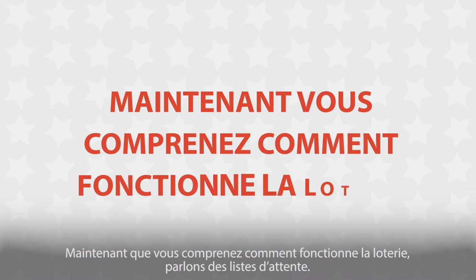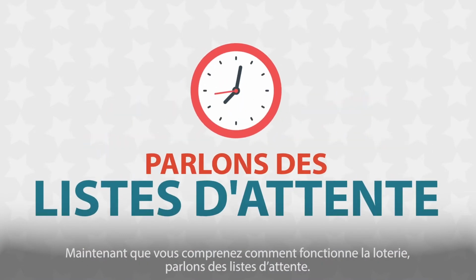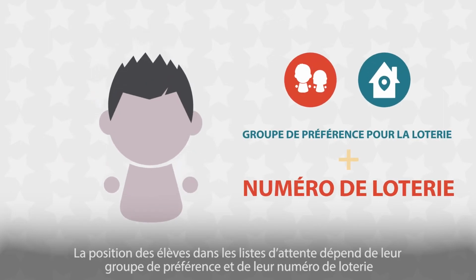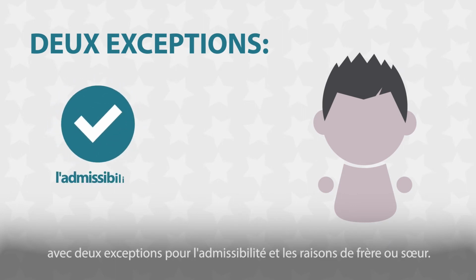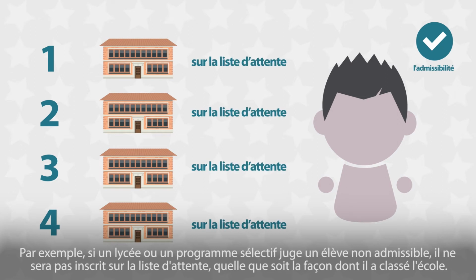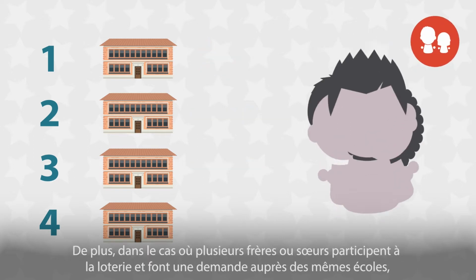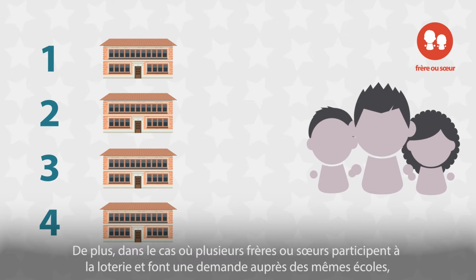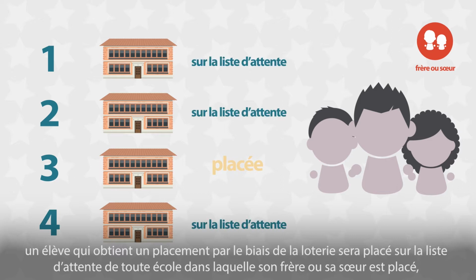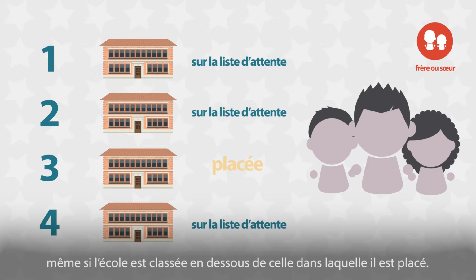Now that you understand how the lottery works, let's talk about waitlists. Students' waitlist positions are determined by preference group and random lottery number, with 2 exceptions for eligibility and sibling reasons. For example, if a selective high school or program finds a student ineligible, the student will not be waitlisted regardless of how they ranked the school. Also, in the case of multiple siblings entering the lottery and applying to the same schools, a student who receives a match in the lottery will be placed on the waitlist for any school their sibling is matched to, even if the school is ranked below where they are matched.